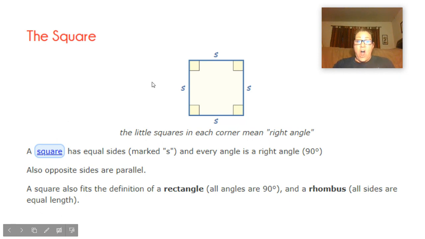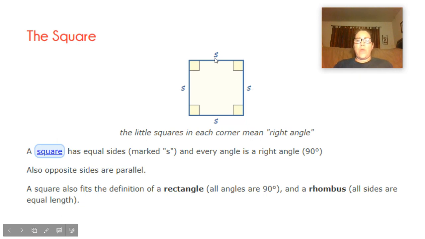A square also has four sides, but the difference between the square and the rectangle is the square has all four sides equal. Squares also have four right angles. And because all four sides are equal, sometimes you'll see a little S on each side. That's just telling you that all the sides are the same.